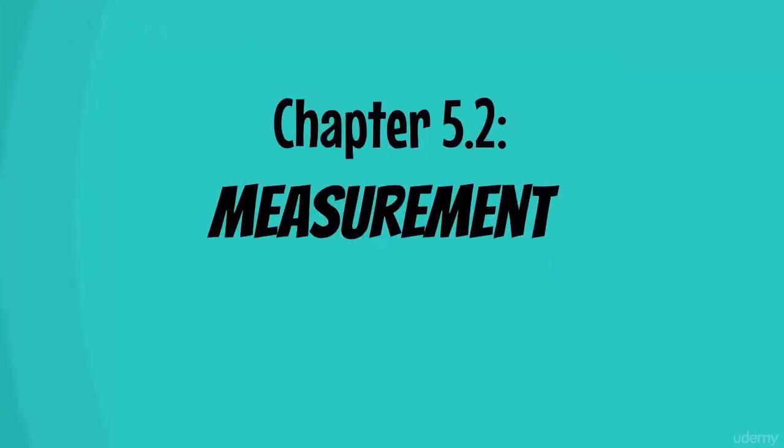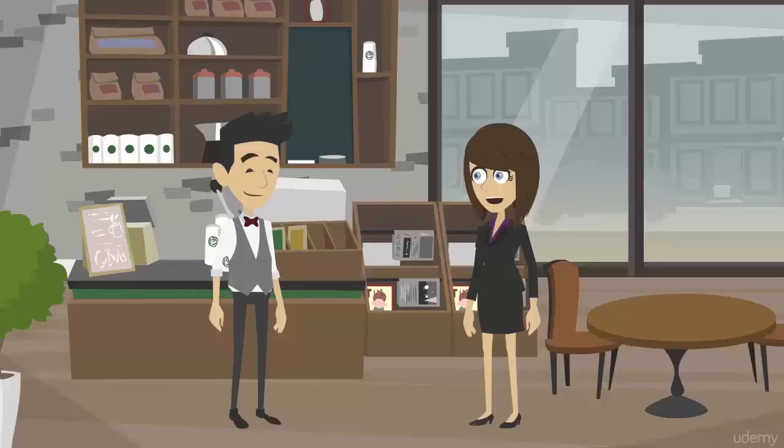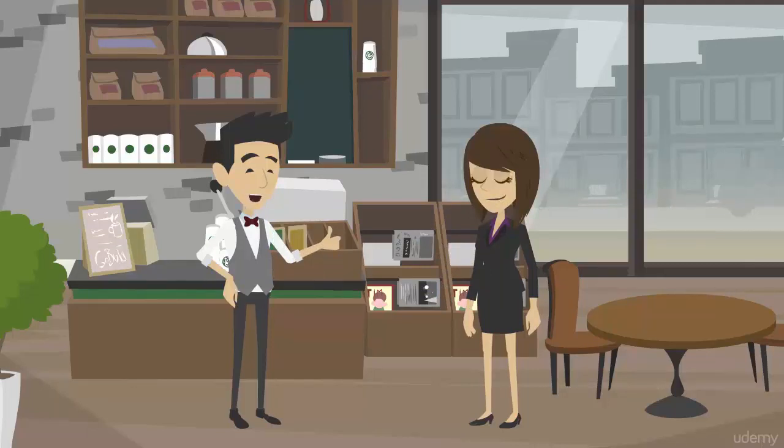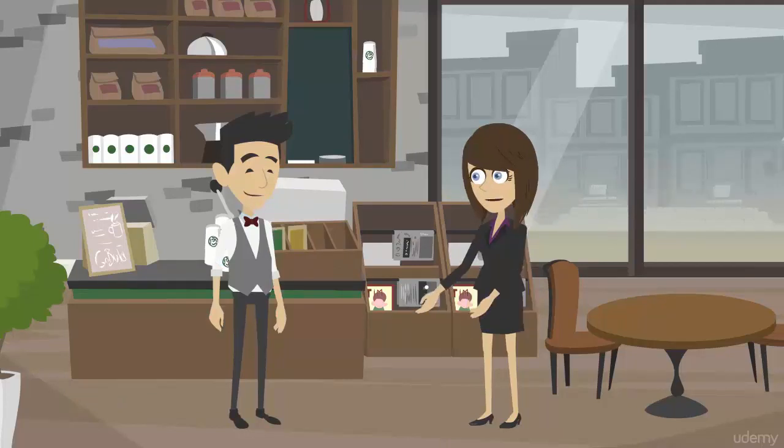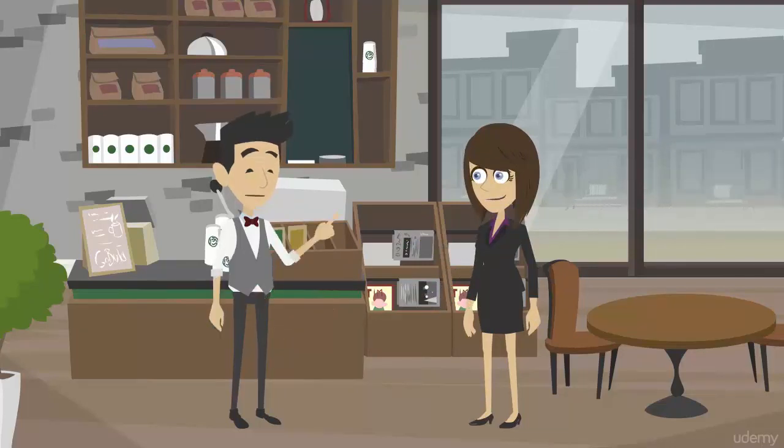Chapter 5.2, Measurement. 1 year later. Hi, Eric. It's been a year since you implemented your marketing strategy. How has business been? Hi, Susan. Thanks to you, there is an increase of customers at my cafe. You should check the effectiveness of your plan. How is your KGI? I've been able to only increase the sales of my cafe by 2 times.